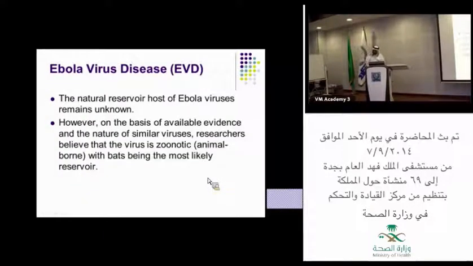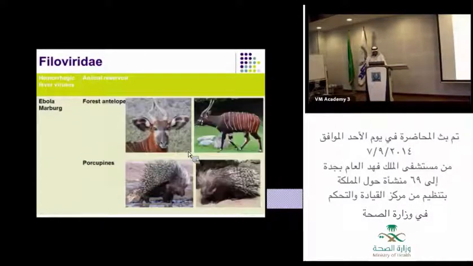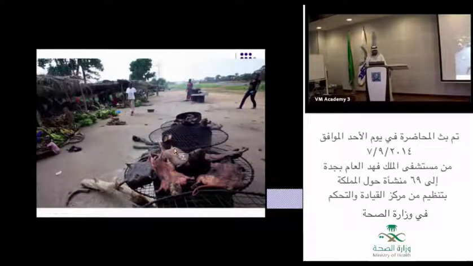The natural reservoir, as I said, is not known, but on the basis of evidence, the animal reservoir that is suspected to be maintaining this virus is the fruit bats, as I previously showed. But there is a habit in Africa, they eat wild animals. In Islam, as you know, we're not allowed to eat anything that has claws or canines. Like any animal that eats meat, we're not allowed to eat in Islam.